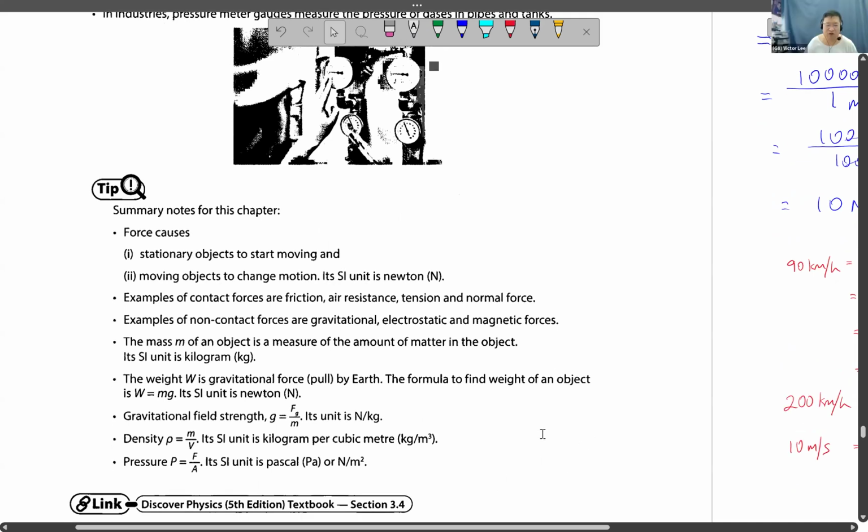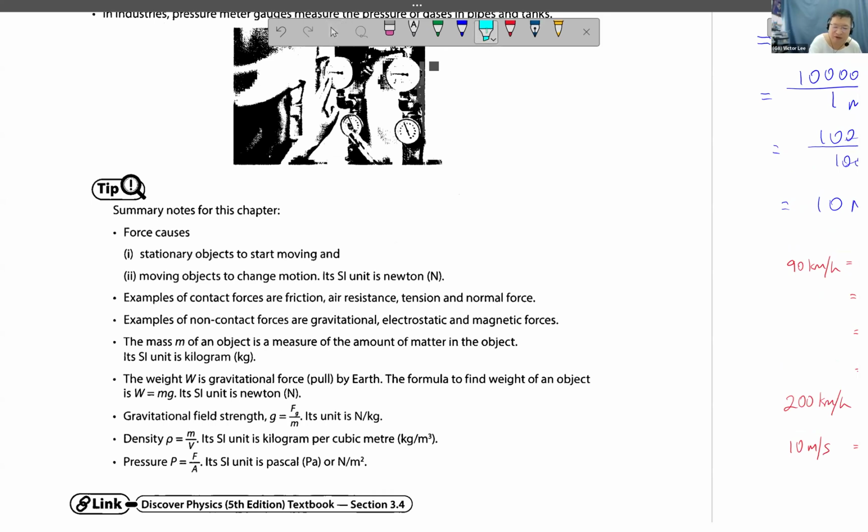So down here, we learned a few things. To sum up, this chapter sums up that force can change a stationary object to move, as well as change a moving object's motion, direction, speed up, slow down, and so on. And a very important thing is the SI unit is Newton. You must know that. That's forces. And contact forces are friction, air resistance, tension, normal force. Non-contact forces are gravitational, electrostatic, and magnetic forces.